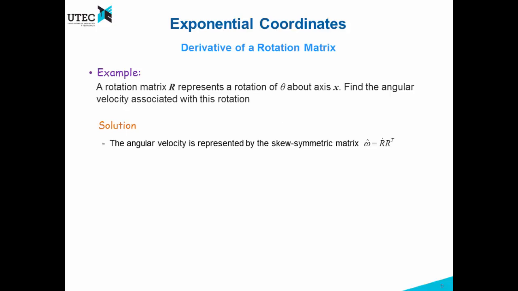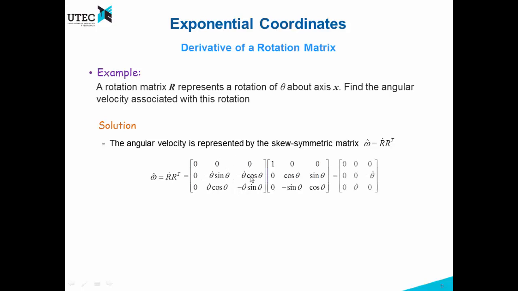We know that the angular velocity is represented by the skew-symmetric matrix. We have this matrix here, and this represents the rotation of theta about axis x, and we know this from the previous class. So we have this expression, which is the angular velocity in matrix form, and we have this matrix R, which is a rotation about x but transposed, and then we get the derivative of this matrix R. Now for the derivative we apply the chain rule, so we take first the derivative with respect to theta and then theta dot. That's why you see theta dot in every term. And if we operate, this is equal to this term.